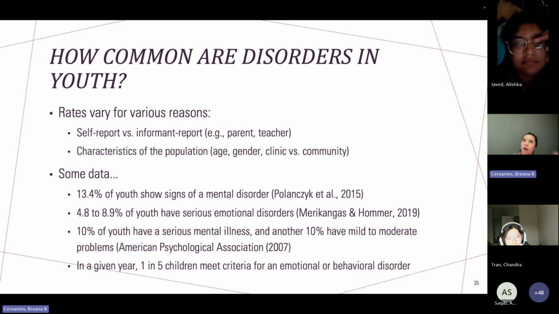So if you look up what are the mental health problems in the US, you'll get one number here, and you might get another number here. And so that's what the difference is. And then clinical versus community. So where are you getting your people that you're asking do you have mental health problems?